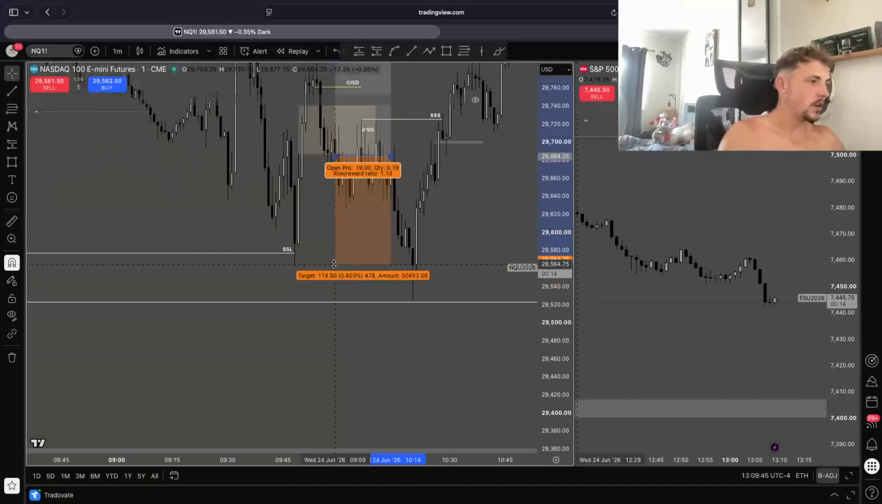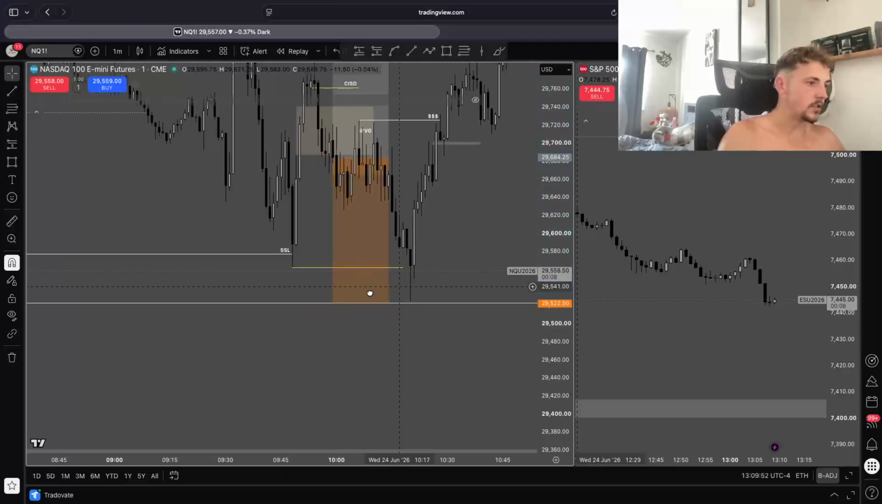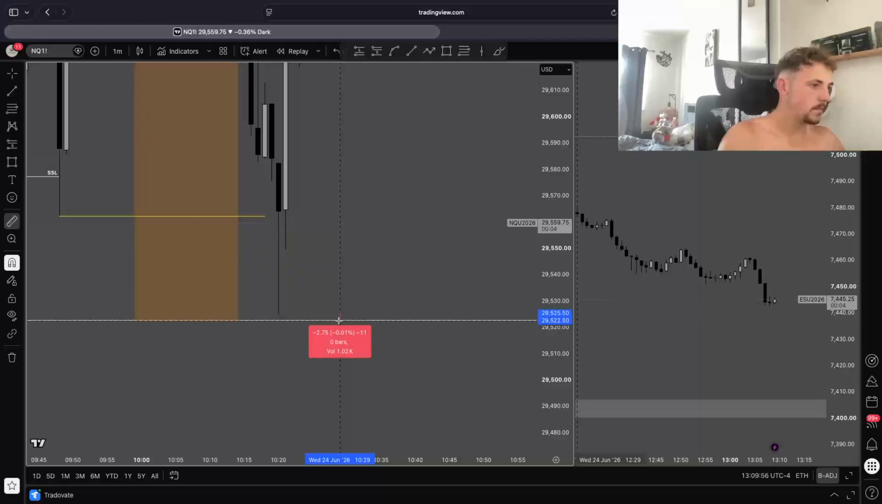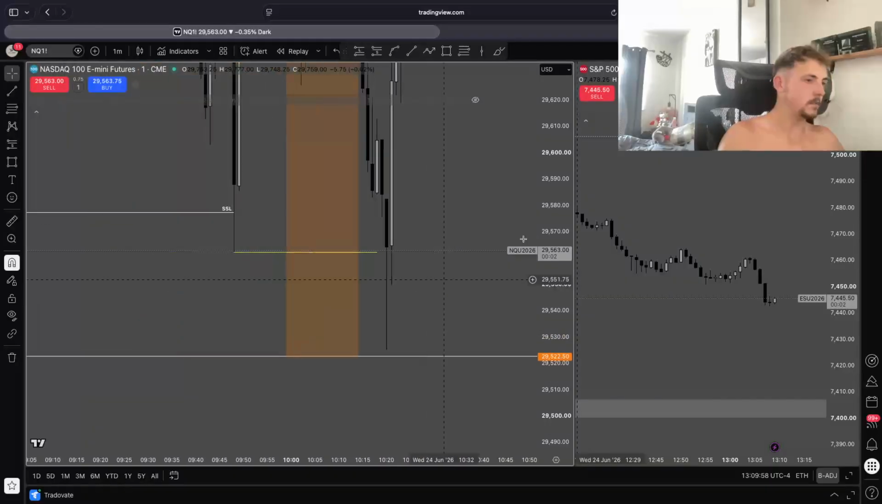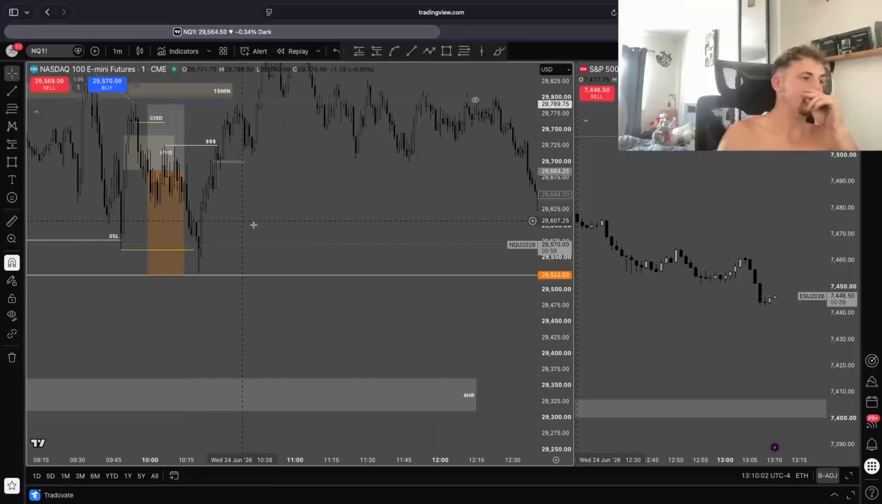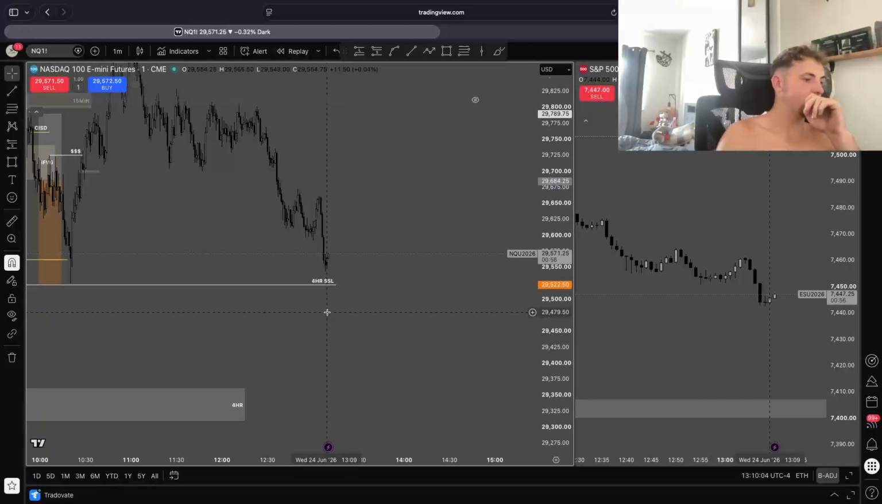Took a contract off here. This is where my first TP was. Alright, and then holding the runner to that 4-hour sell side liquidity. Literally 2 handles away. So annoying. So annoying. But yeah, we'll see what price does.